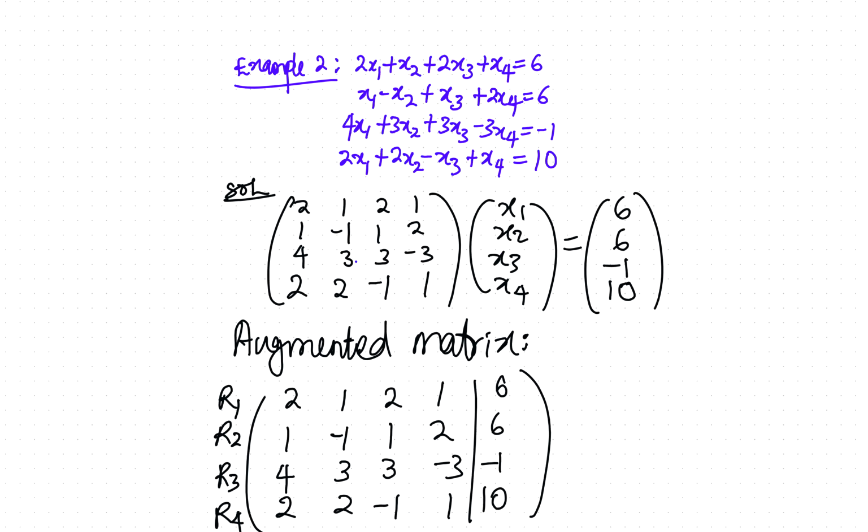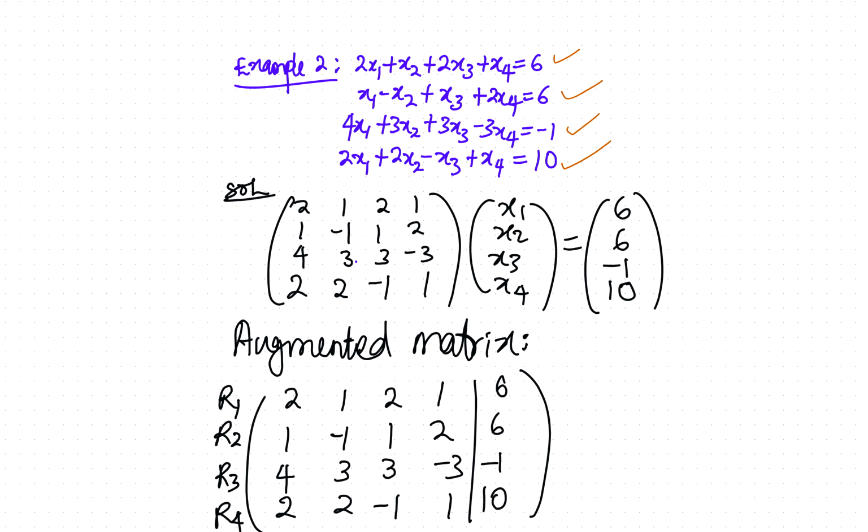Just follow your row operations perfectly. So example 2, we have 2x1 + x2 + 2x3 + x4 = 6, x1 - x2 + x3 + 2x4 = 6, then 4x1 + 3x2 + 3x3 - 3x4 = -1, and then 2x1 + 2x2 - x3 + x4 = 10. Of course, we want to do this using Gaussian elimination and Gauss-Jordan.